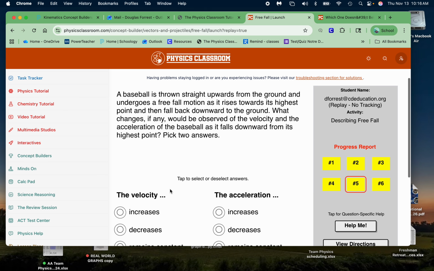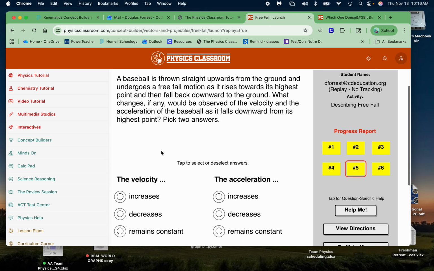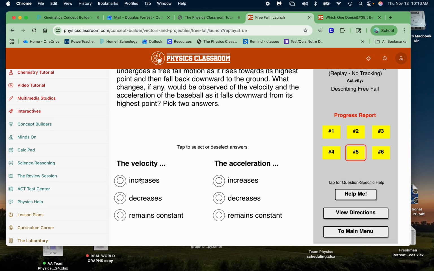So a baseball's thrown straight upwards from the ground and undergoes free fall motion as it rises toward the highest point and then falls back downward toward the ground. What changes, if any, would be observed of the velocity and the acceleration of the baseball as it falls toward the ground from its highest point? So the velocity, and here I generally think they mean speed, I'm going to say that increases. The acceleration should remain constant.